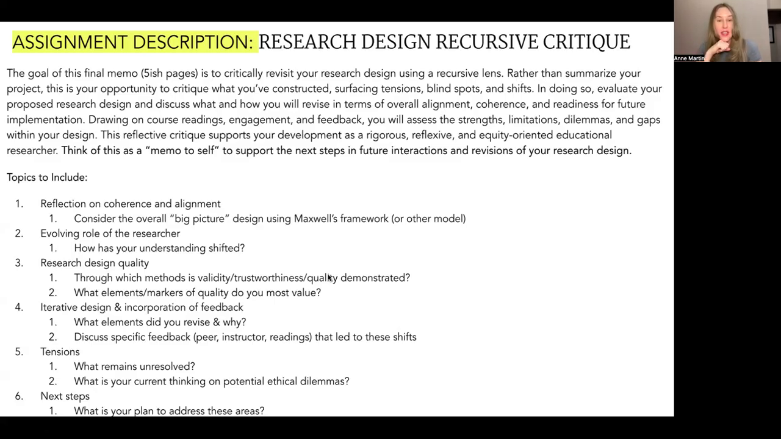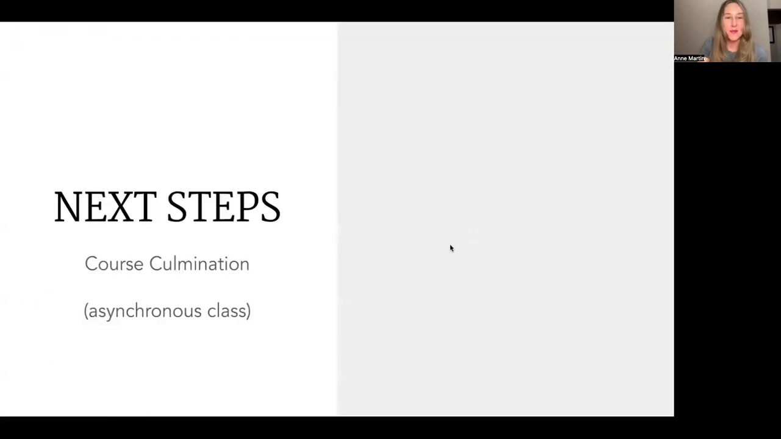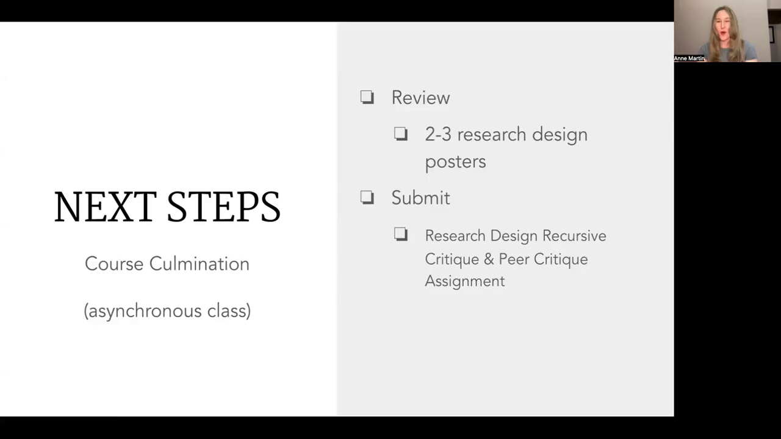What is your current thinking on potential ethical dilemmas that might arise? And then next steps: what is your plan to address these areas? And then if there's something else that comes up, please include that as well. So that is your next step, to give your peer critique and to submit your final paper where you are reviewing your own design and coming up with an action plan for next steps.